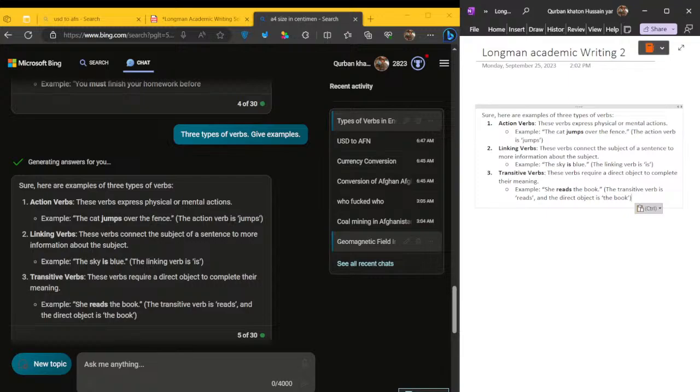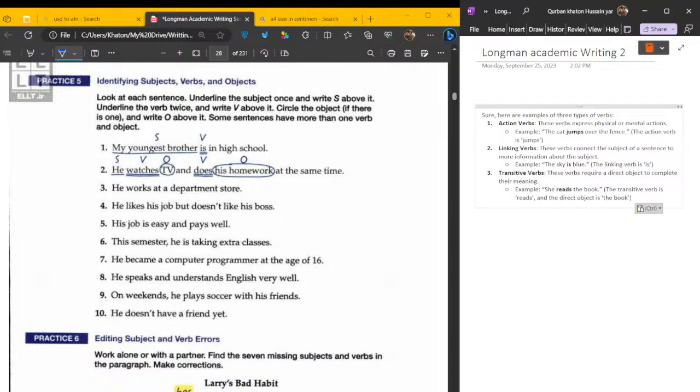Let's say, look at each sentence, underline the subject once and write S above it. Underline the verb twice. Write V above it. Okay, circle the object if there is one, and write O above it. Some sentences have more than one verb and object.